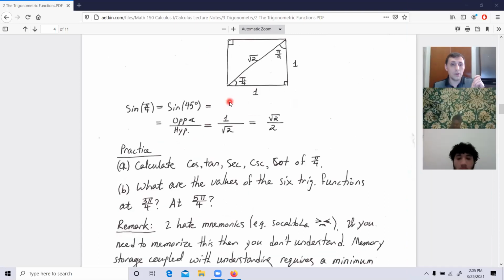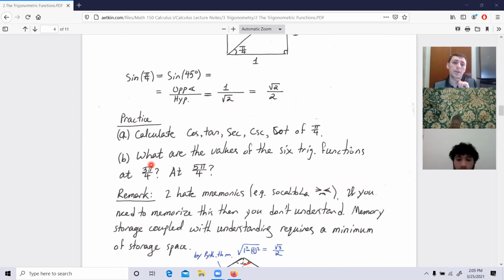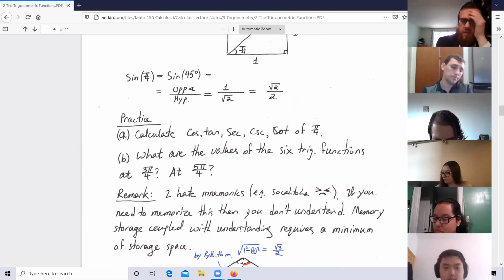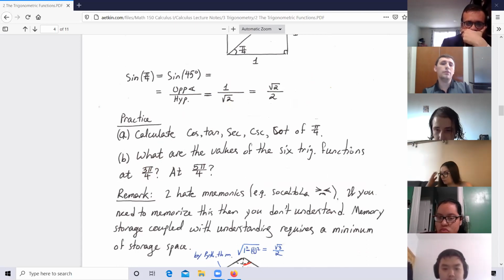Okay, so now help me do the same thing, guys, but I want you to tell me, let's say, what is sine of 3 pi over 4? 3 pi over 4. Not pi over 4, but 3 pi over 4. What is sine of 3 pi over 4? What is cosine of 3 pi over 4, etc.?